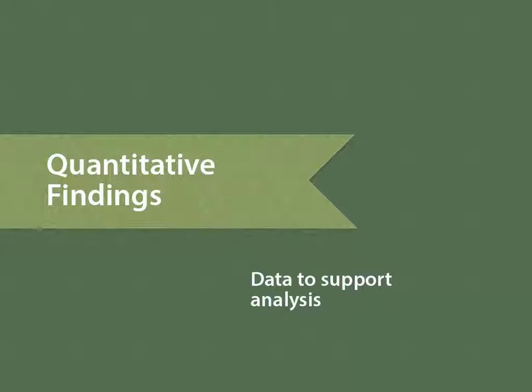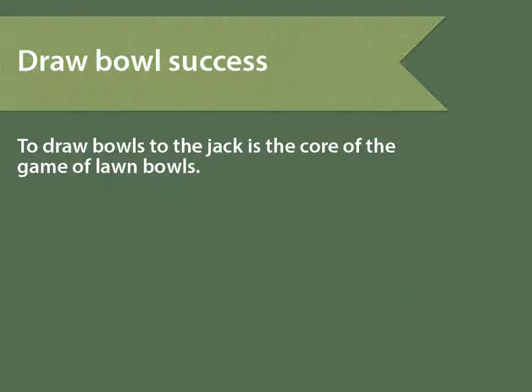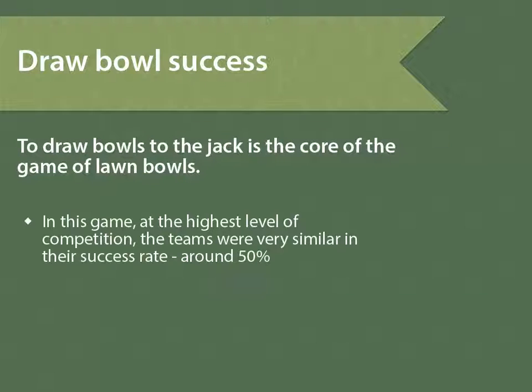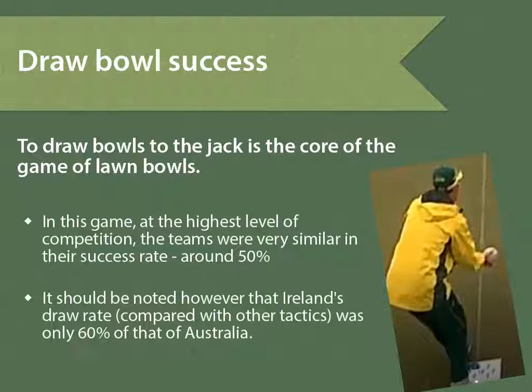Quantitative analysis. The data. To draw bowls to the jack is the core of the game of lawn bowls. In this game, at the highest level of competition, the teams were very similar in their success rate. It should be noted, however, that Ireland's draw rate, compared with other tactics, was only 60% of that of Australia.